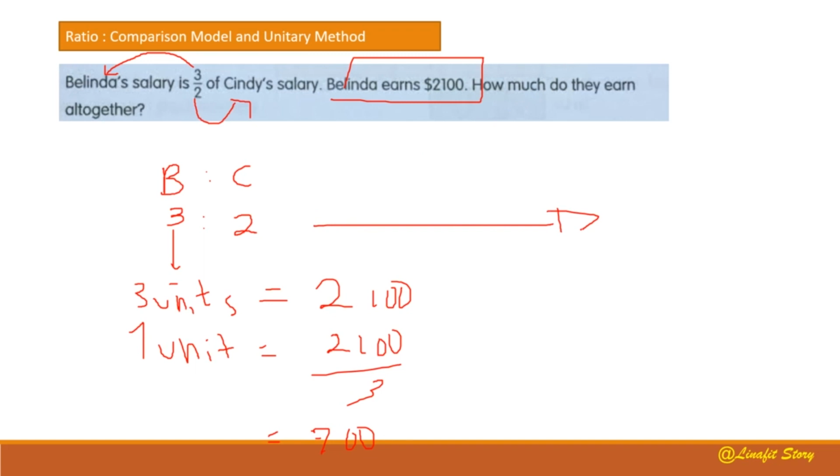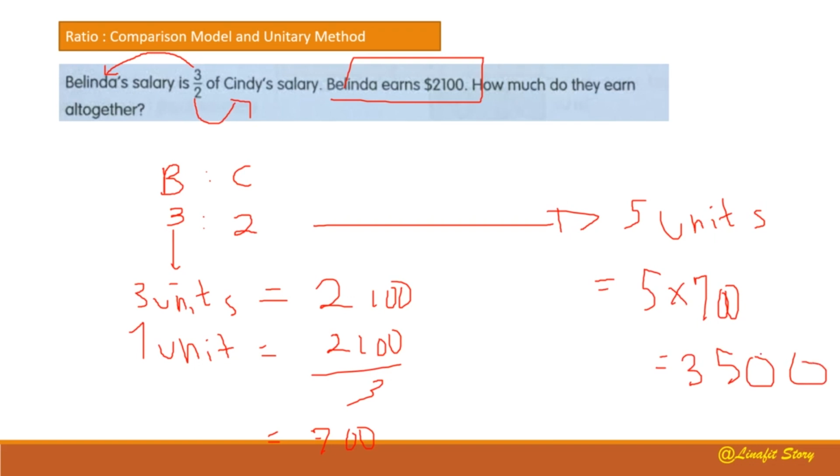So over here, what is the number of units for their total salary? Is 3 plus 2 equals to 5 units. If 1 unit equals to 700, how about 5 units? So 5 times 700 equals to 3,500. So they earn 3,500 altogether.